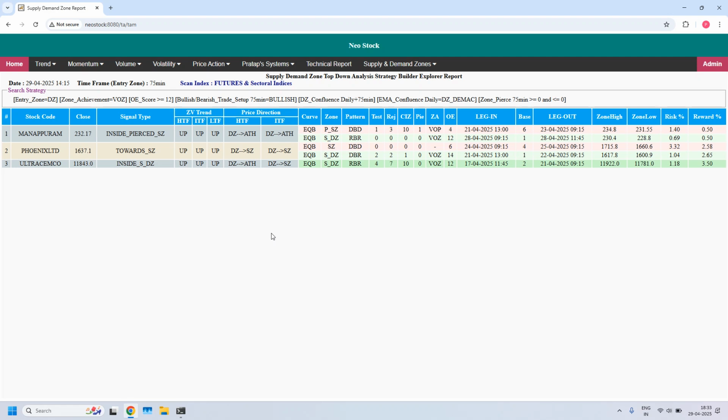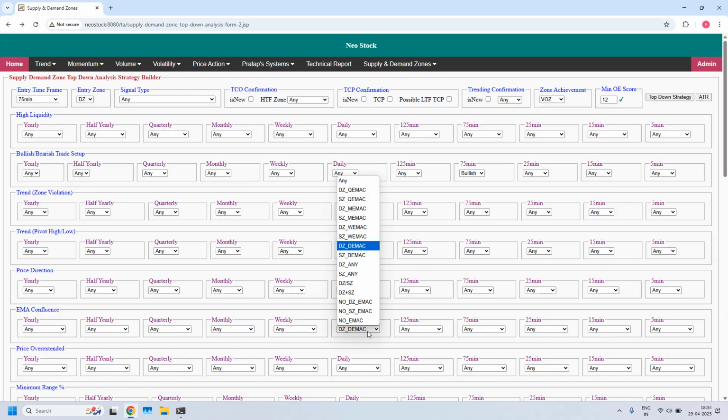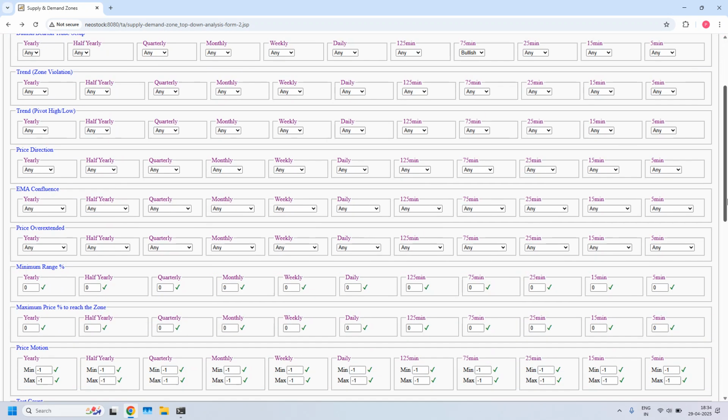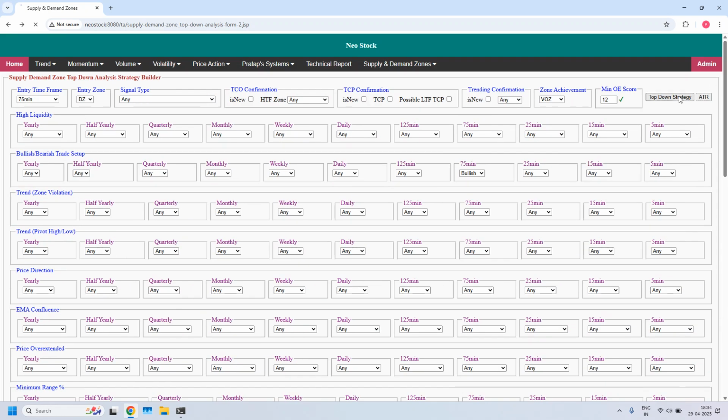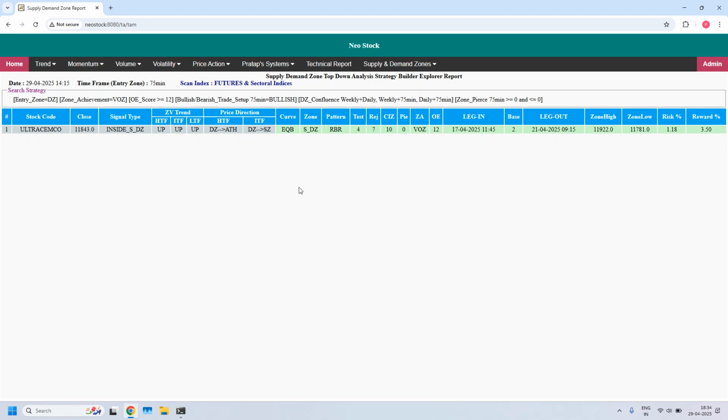Okay, next we will filter based on LTF, ITF, HTF demand zone confluence. That is 75-minute, daily and weekly demand zone confluence. Remove the EMA filter. In the demand zone confluence, 3 filters we have to set. First filter: 75 and daily zone confluence enabled. 75 and weekly demand zone confluence. Daily and weekly demand zone confluence. With all the 3 filters enabled, we got only 1 stock.